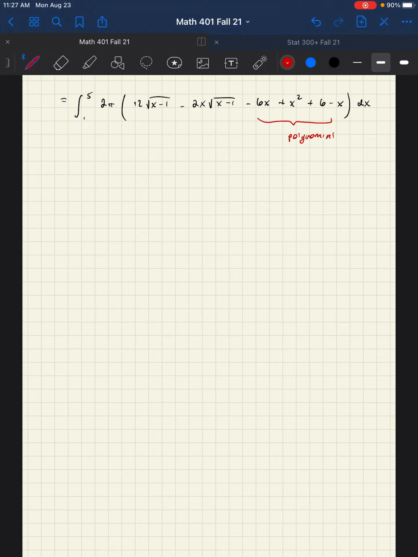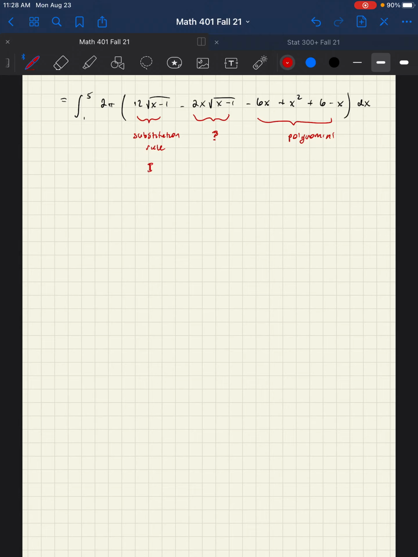Okay. So this piece right here, this is all polynomial. We can clean it up, but it shouldn't be too bad. Now, this right here will require the use of the substitution rule, but it also won't be too bad. The one that is actually going to be the most confusing is this one right here. What do we do with this?